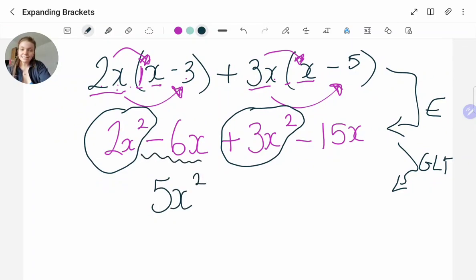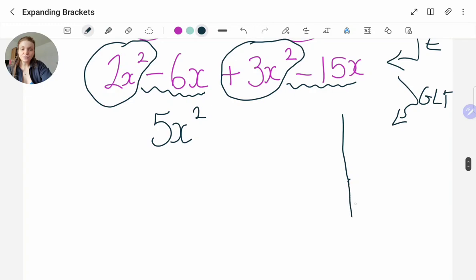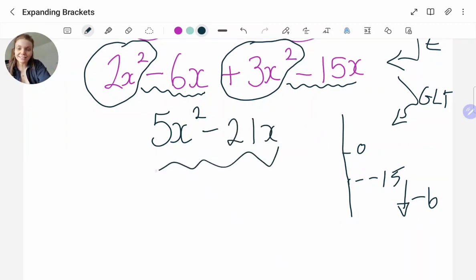Then we have minus 6x minus 15x, okay? So back to our little thermometer, and this time we're at minus 15, there's my 0, and we're subtracting 6. So our answer is getting more negative, okay? So we've got minus 15 minus 6, or minus 6 minus 15, they mean the same thing, okay? So minus 15 minus 6 is getting more negative, it's going to be minus 21x.